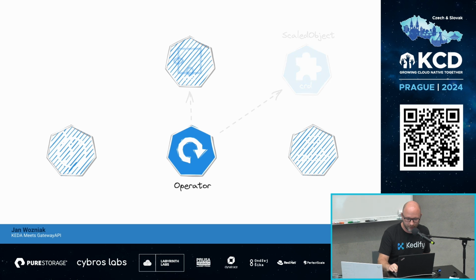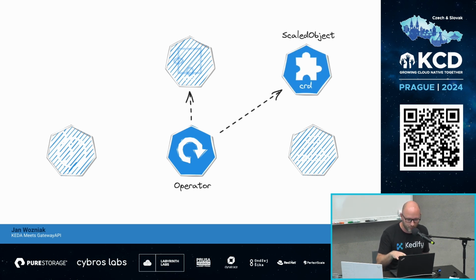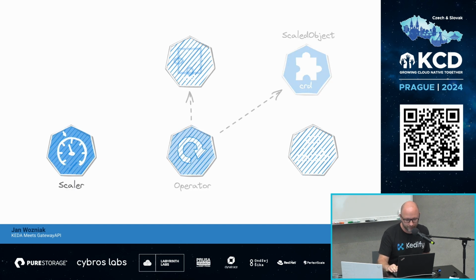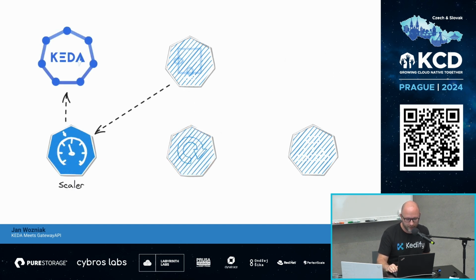The operator is something that reconciles on the HTTP scaled object and creates a scaled object, which is a resource that KEDA understands. And there's also a scaler. Scaler is implemented as an external push scaler for KEDA, a way how you can plug your own implementations for your own triggers directly to KEDA, and it understands the metrics from interceptor. It understands how many requests per second are being handled by the interceptor per certain application, and exposes those metrics to KEDA.